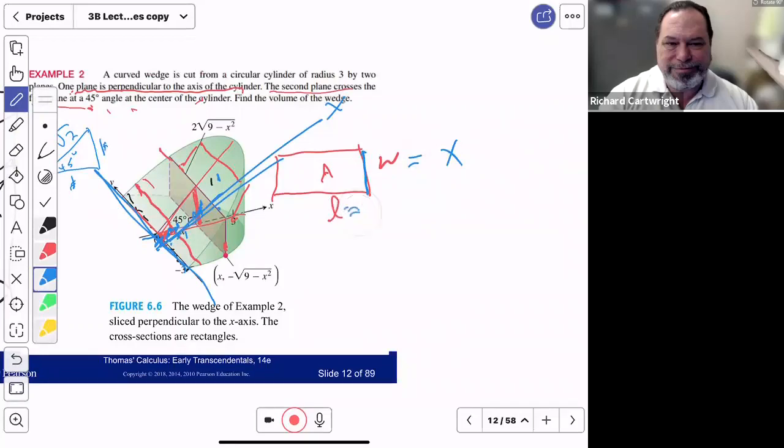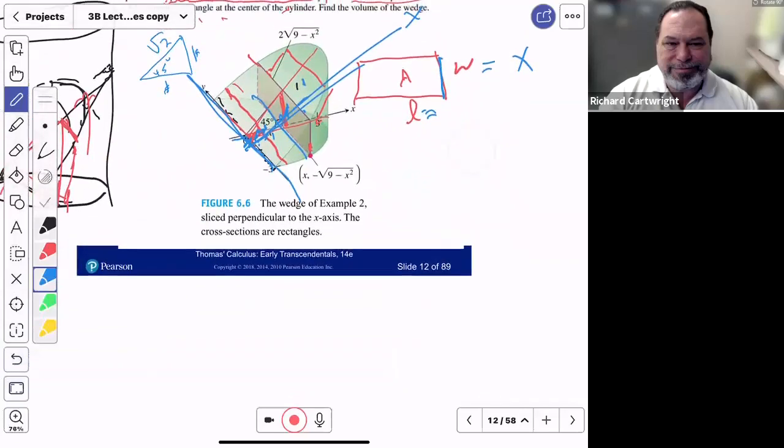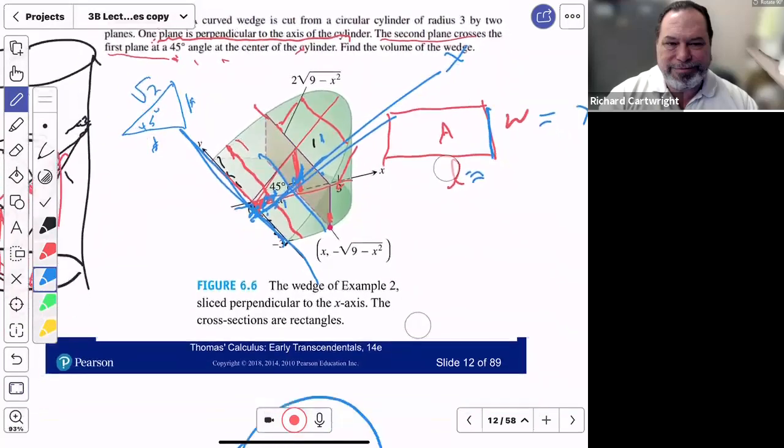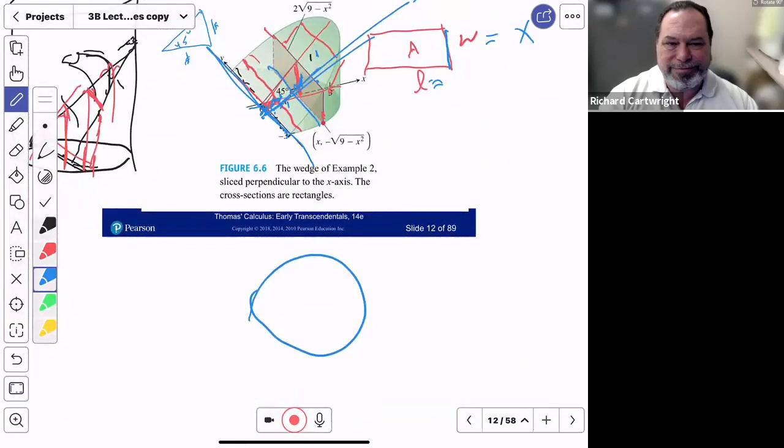Now the hard part is, what is the length of this rectangle? Let me draw this without the picture. If I had a circle, and he does tell me that the cylinder was a radius of 3. So if that radius is 3, then the equation of that circle, starting at the center of 0, remember, my x's are going out this way, is x squared plus y squared equals the radius squared, 9.